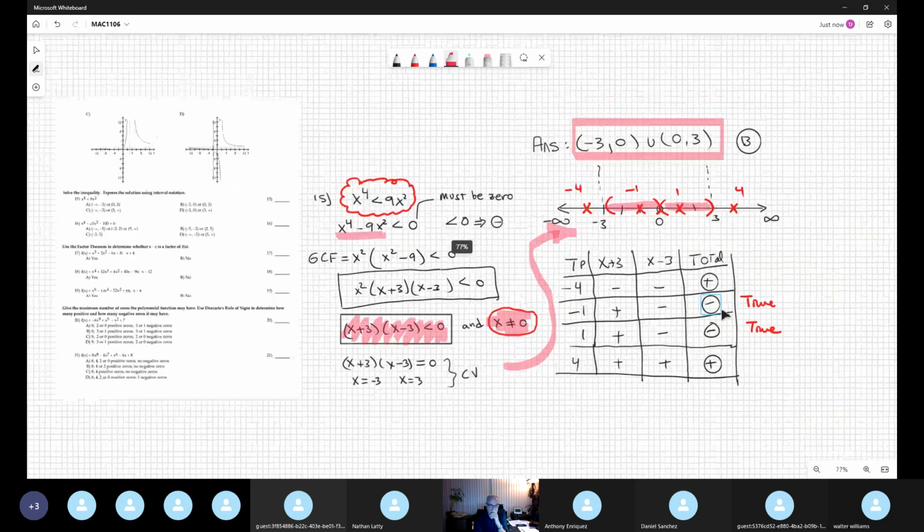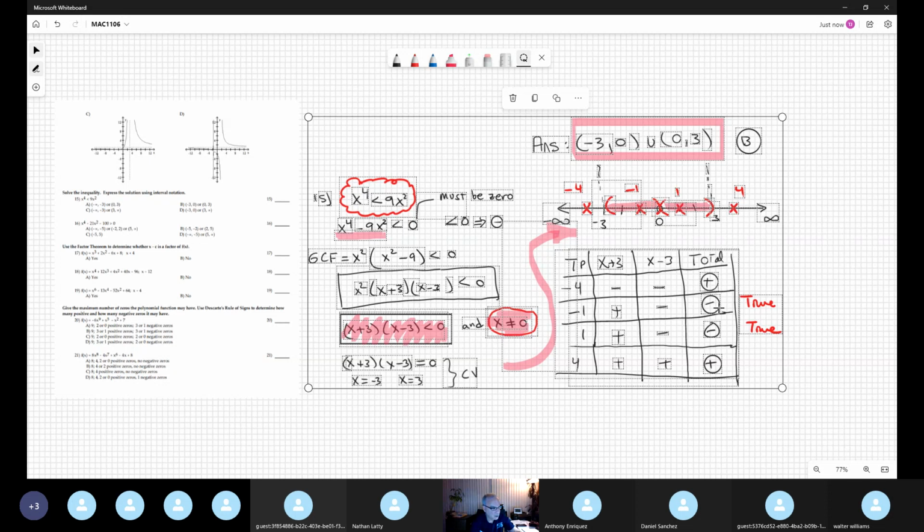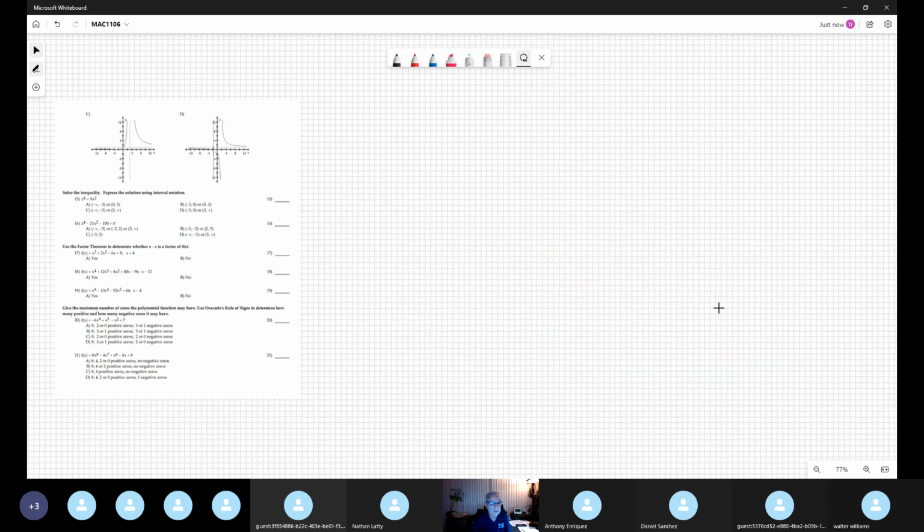Let's do one more. I guarantee you that you will have 2 questions of this kind of inequality. But no big deal. Very, very similar. Another number, of course, but very, very similar. May I erase? Yes. Okay.